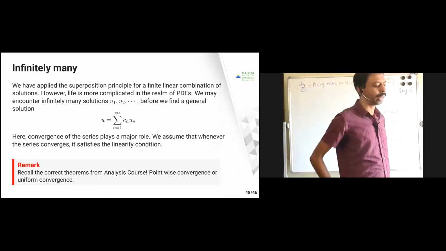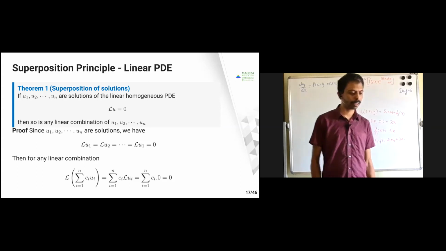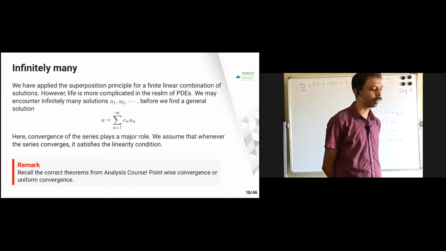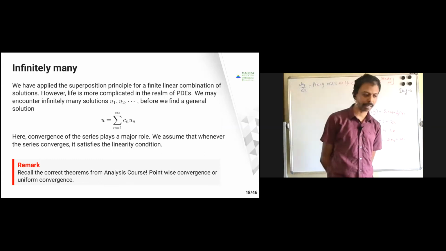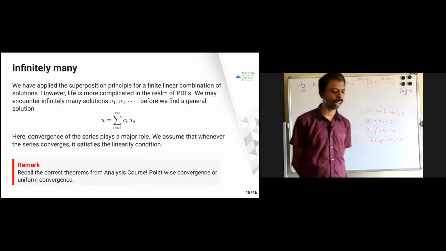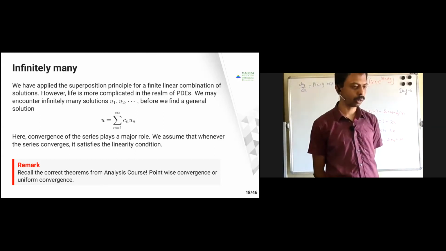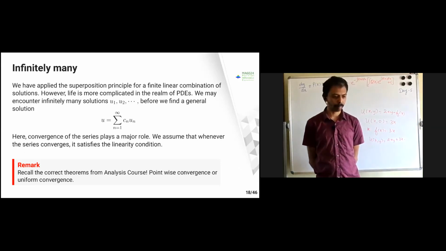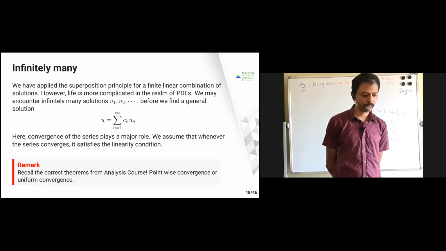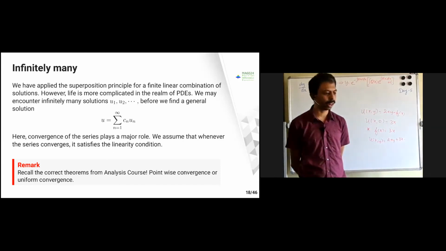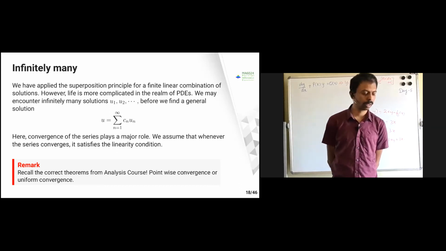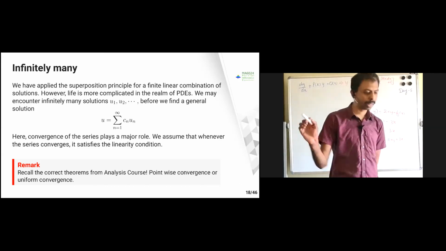Suppose you have infinitely many solutions. Here I have finitely many, so I can just bring L inside. We have applied superposition for a finite linear combination. But once you come to PDEs, life is very complicated, because you will have infinitely many solutions, not only two or three. For example, the simple heat equation is a second order PDE, or you can take the Laplace equation, again a second order PDE. In that case you will have infinitely many solutions.